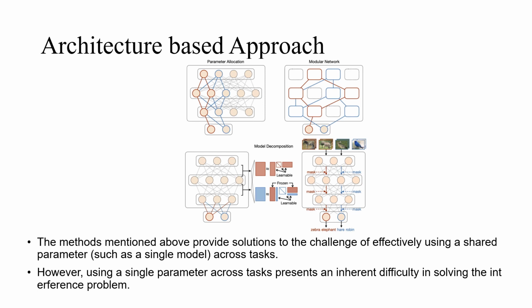This page shows the architecture-based approach. Most of the methods mentioned before were solutions to how to utilize shared parameters in multiple tasks. However, when a single parameter is employed in multiple tasks, there is a disadvantage that is fundamentally difficult to solve: the interference problem. Unlike these existing methods, this paper approaches architectures as a way to solve the interference problem by learning task-specific parameters independently of shared parameters.